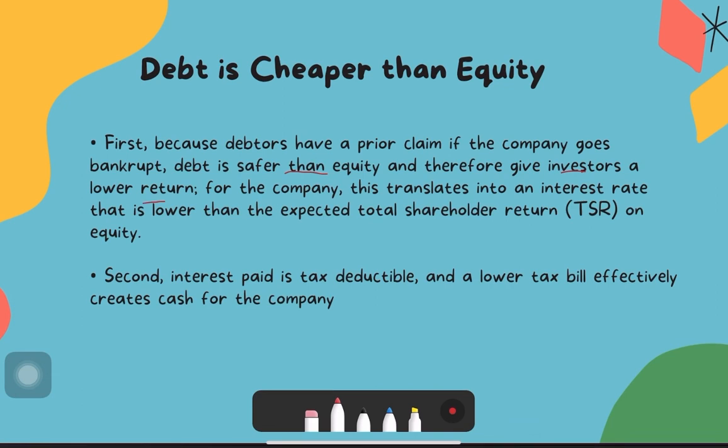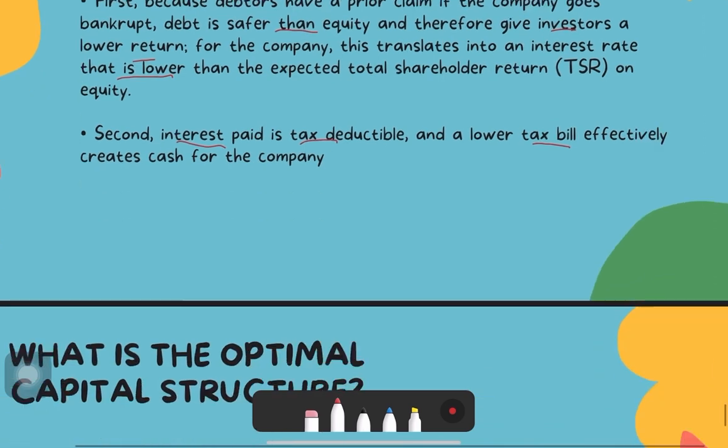So in terms of the interest that the company has to pay to, let's say, the bondholder, the interest is lower than the expected total shareholders' return on equity. And second, because the interest paid is tax deductible. We have looked into this before. So we understand that the interest paid is tax deductible and a lower tax bill effectively creates cash for the company. So that's why it is said that debt is cheaper than equity.